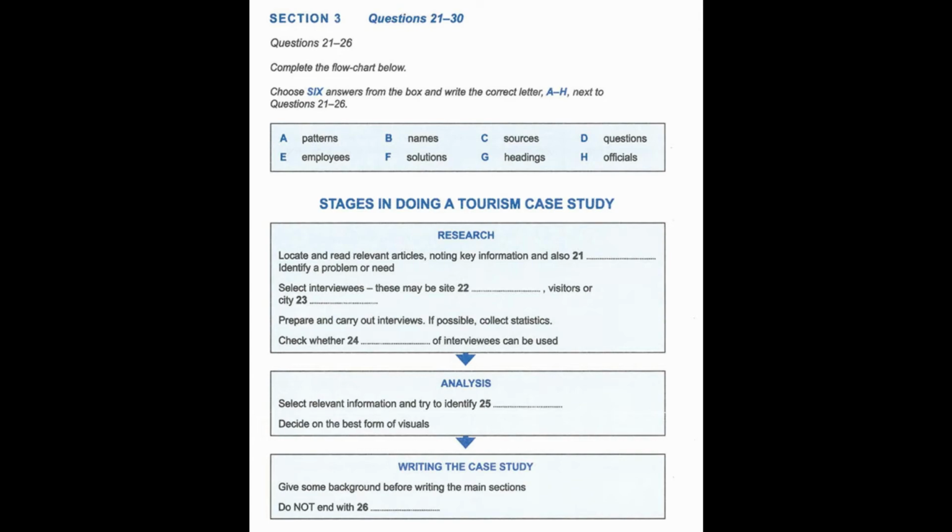Right. Then the case study itself is mostly quite standard. We begin by presenting the problem and giving some background, then go through the main sections. But the thing that surprised me is that in a normal report, we'd end with some suggestions to deal with the problem or need we identified. But in a case study, we end up with a question or a series of questions to our readers, and they decide what ought to be done. Oh, I hadn't realised that.